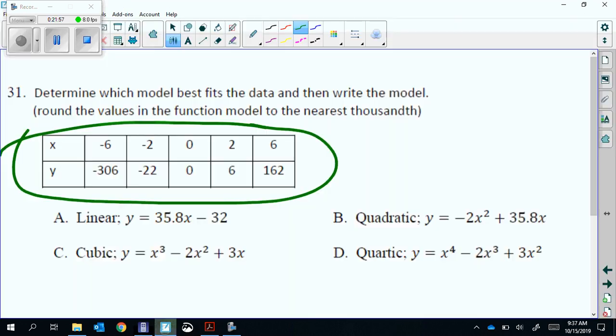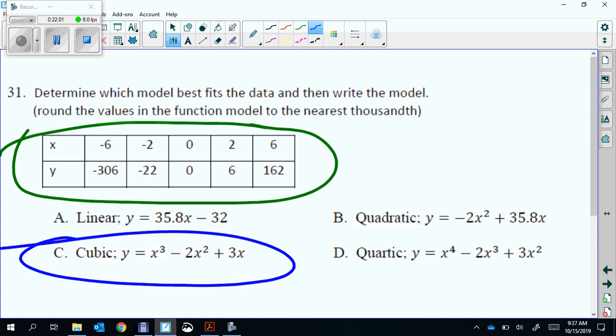So the only correct answer here is C. Because the equation that we got for quartic actually said 0x to the 4th, which means it's really not quartic at all. It would actually be a cubic, because if it's 0x to the 4th, it would give us that equation.